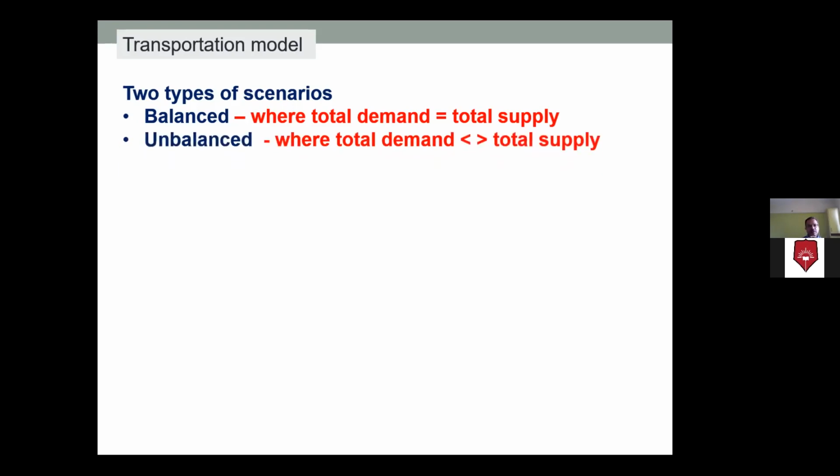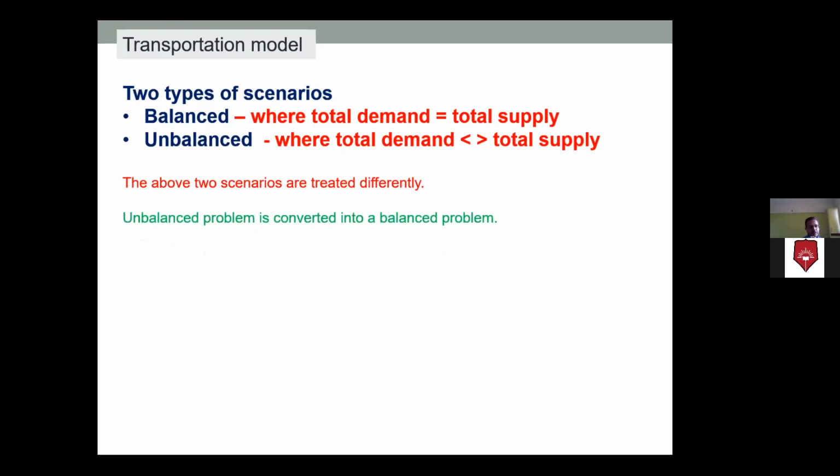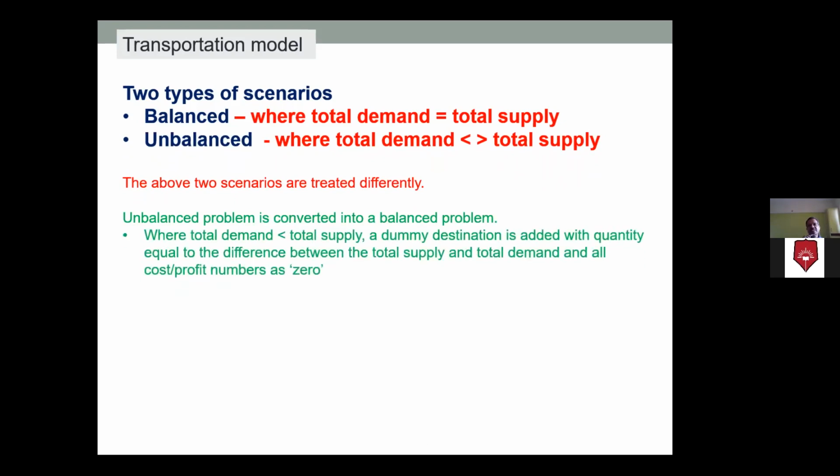Now, when you are dealing with an unbalanced problem, what is it that you need to do? Basically, you convert the unbalanced problem into a balanced problem. Where total demand is less than the total supply, आपका demand कम है और supply ज़्यादा है, so you add a dummy destination. Dummy destination का quantity कितना होगा? It will be the difference between the total supply and total demand, and all the cost numbers or profit numbers will be all zeros.